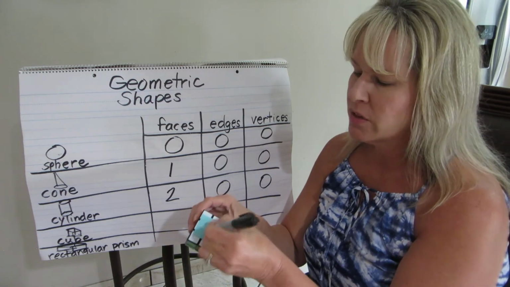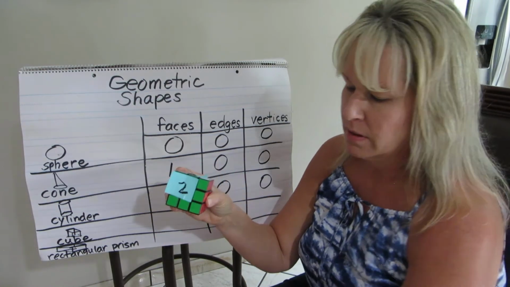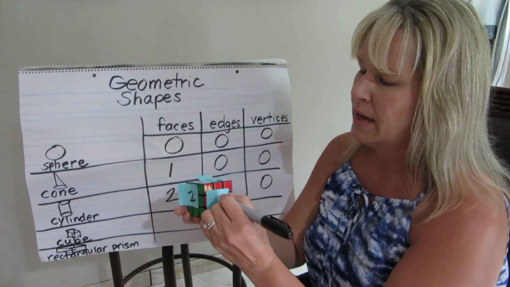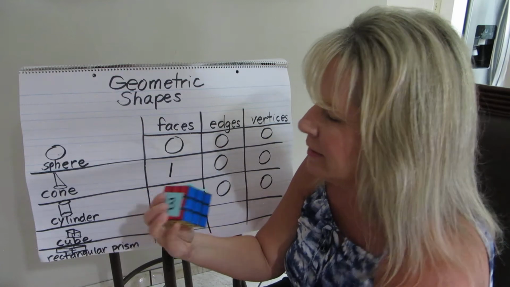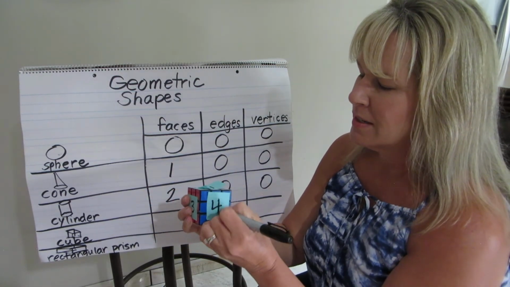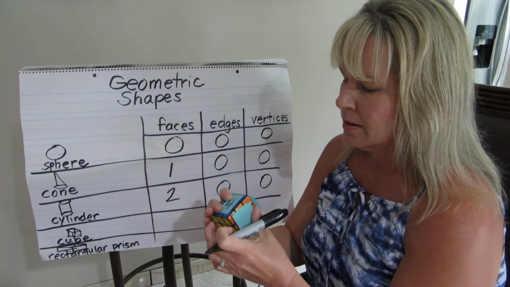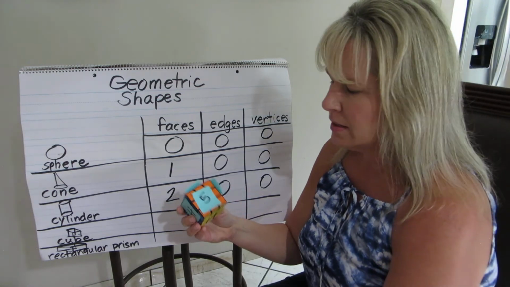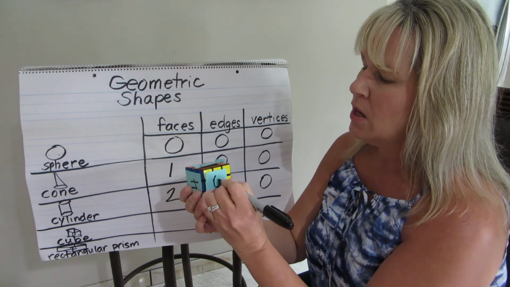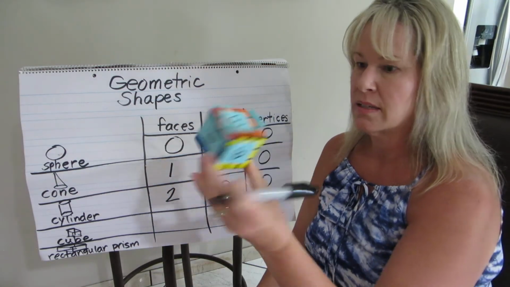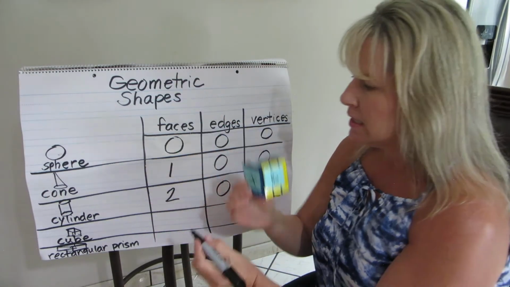So when we're counting faces, we're looking for the flat surfaces. So we've got 1 flat surface there. If I turn it this way, I have another flat surface. If I turn it this way, I have another flat surface. If I keep turning it, I have another flat surface. Oh, I didn't get the orange. That's another flat surface. And then the yellow, another flat surface. So when I look at all those flat surfaces, those are the faces. Based on my sticky notes, the highest number that I have is 6. So there's 6 faces on my cube.